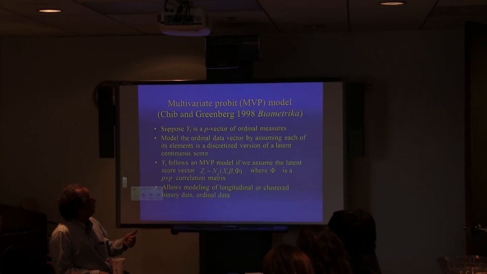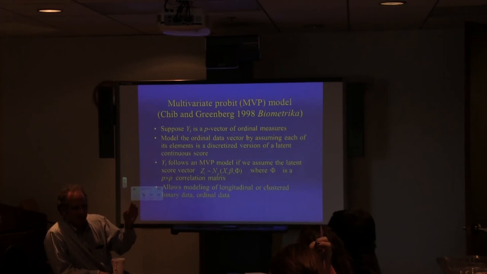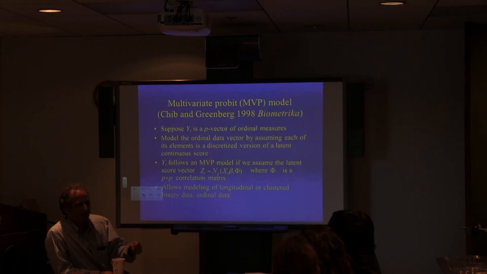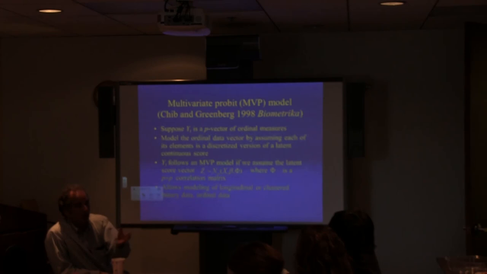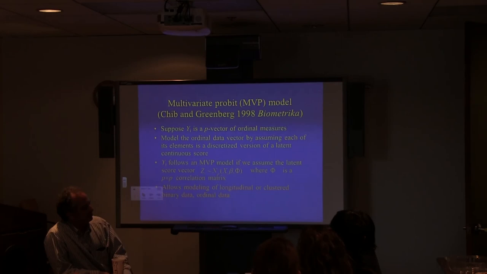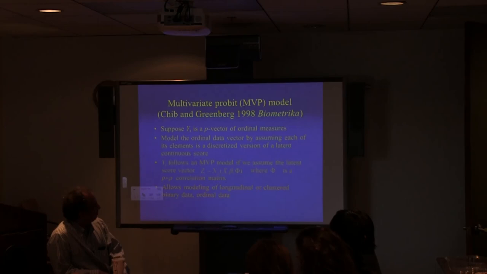The multivariate probit model is a generalization of that, where instead of a single-dimension latent variable, you have a vector of variables and a covariance matrix, really a correlation matrix to make the model identifiable. So there are correlations between the variables, and on each component, if the latent variable is greater than zero, then the observed quantity would be one, else zero. This gives a lot of flexibility for modeling longitudinal or clustered binary data. You can also have more than one cut point and use it for ordinal data as well.